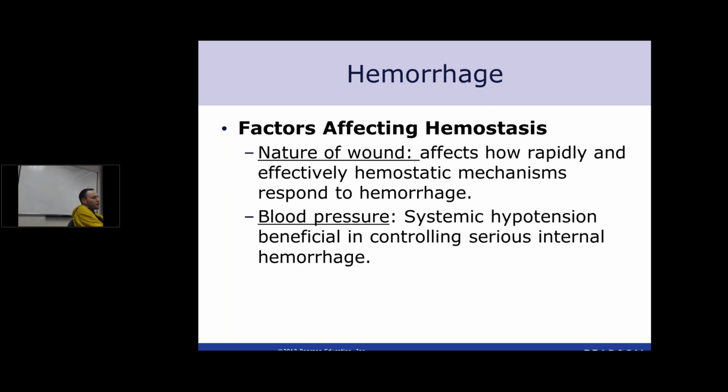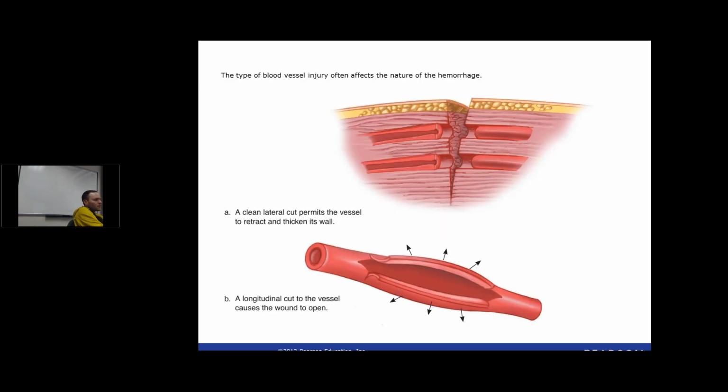This is what we talked about before. Factors affecting is, what does the wound look like? It's a big, open wound that's going to be difficult to cause hemostasis and clotting. How's their blood pressure? And you asked that question before the slide. It was just so good.